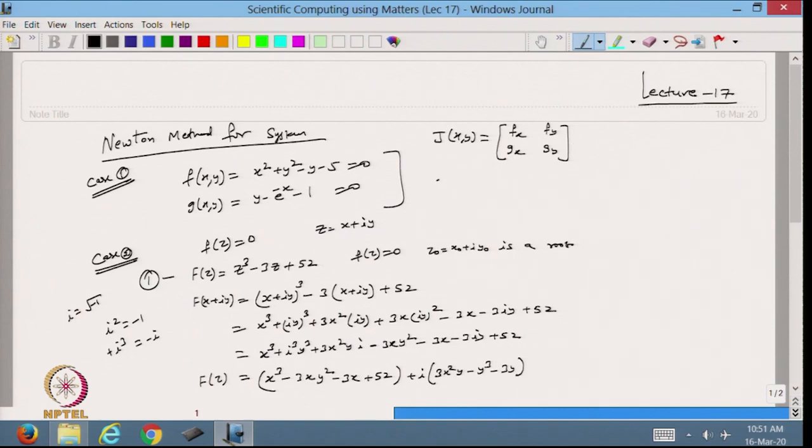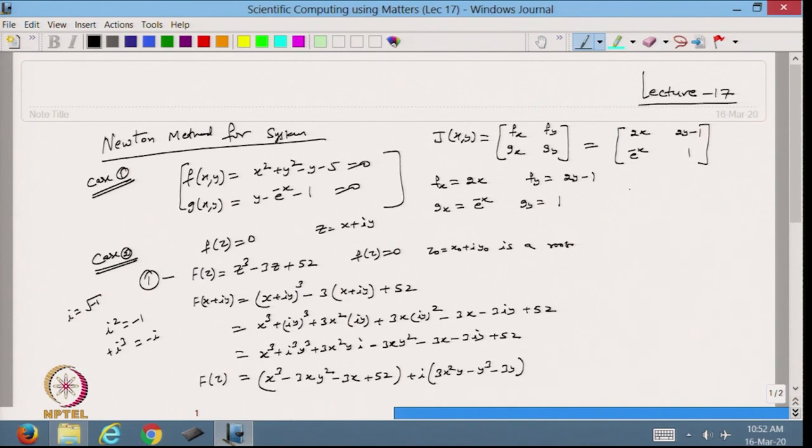Now from here I define my f x. So, f x is 2 x, f y will be 2 y minus 1, g x will be e raised to power minus x, because it will be minus 1, so minus 1 will go out, and my g y will be 1. So, that is the Jacobian. From here I will find my Jacobian: 2 x, 2 y minus 1, e raised to power minus x, and 1. So, that will be my Jacobian I am going to pass for this function.